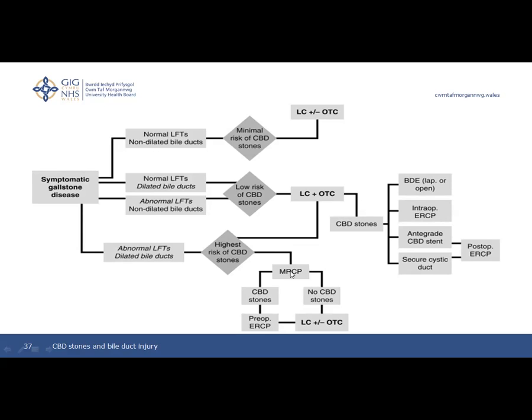And the last one is any patient who has the highest risk of CBD stones; definitely they have to go for MRCP to look for the CBD stone. If CBD stones are there, then they go for pre-operative ERCP, then plan for laparoscopic cholecystectomy with plus or minus on-table cholangiogram. If there are no CBD stones after MRCP but the patient has clinical symptoms, these patients are subjected to endoscopic ultrasonogram, and then they go for laparoscopic cholecystectomy.